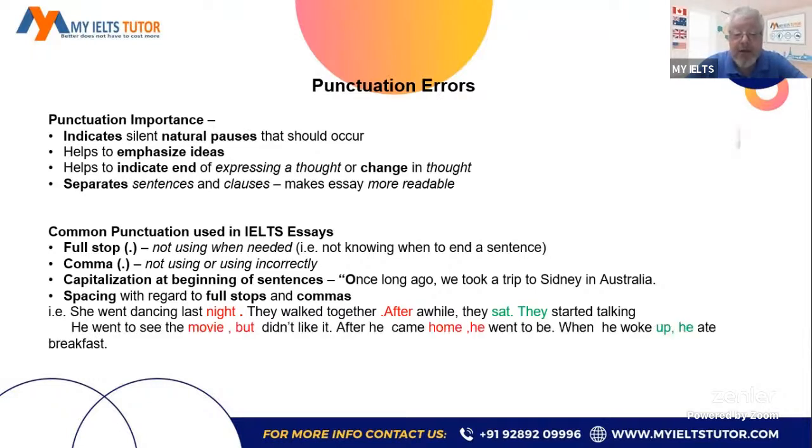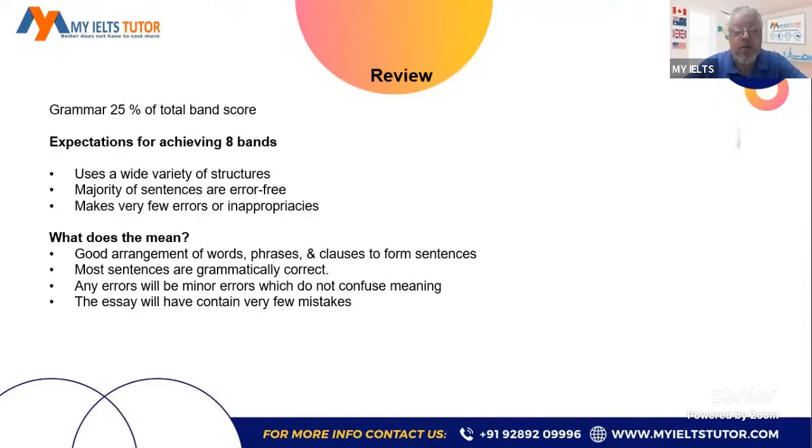Now, the same thing happens with commas, the same type of mistakes. And so you want to follow the rule here. There's no space before a full stop or comma at the end of a sentence or clause. After the comma, after the full stop, there is a space. Okay, that's the rule. All right, so let's review. Remember, grammar is 25% of your total band score, and the expectations for achieving band 8 are these: a variety of sentence structures.